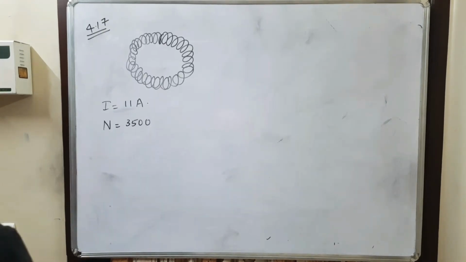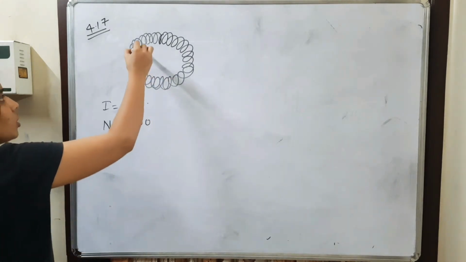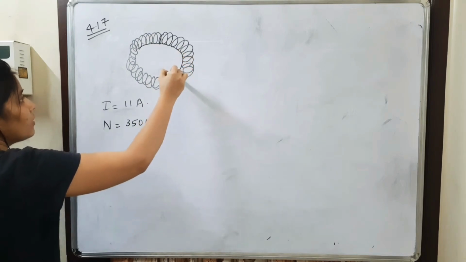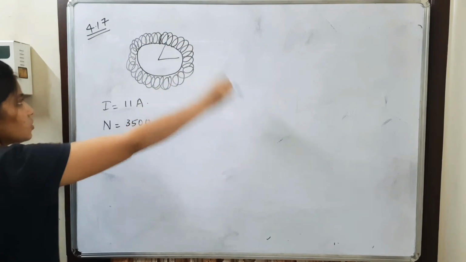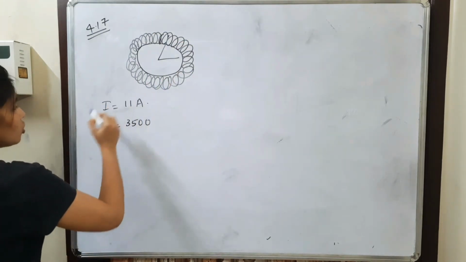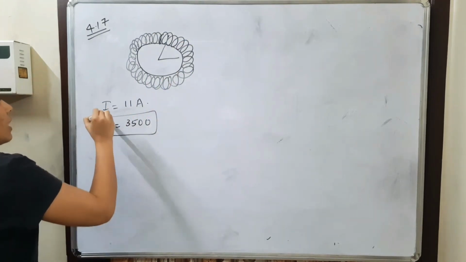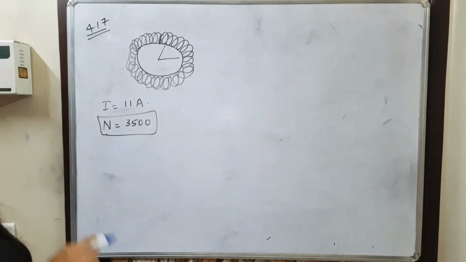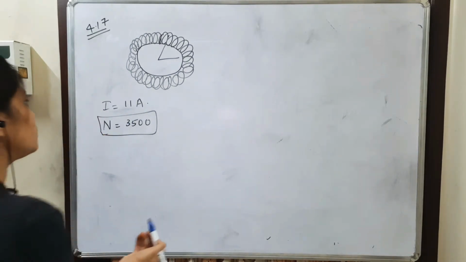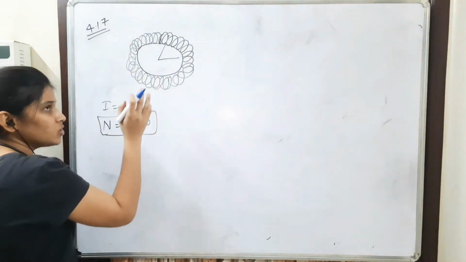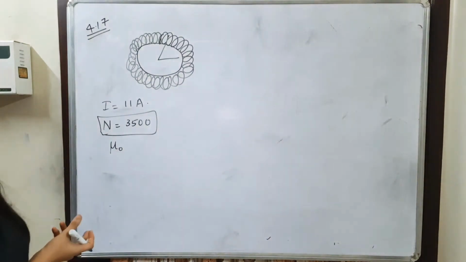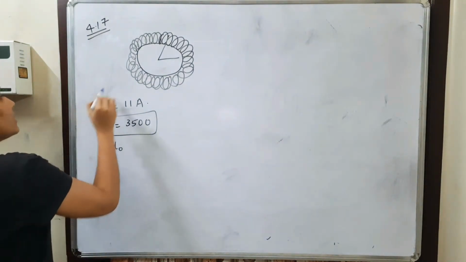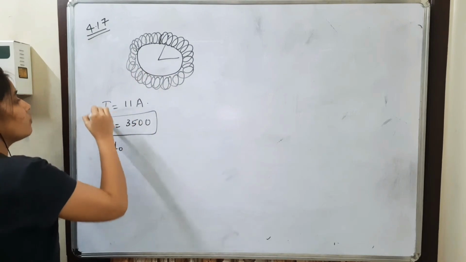The next question is 4.17. The question they have given: you have a toroid whose inner radius is 25 centimeter and outer radius is 26 centimeter. The toroid has 3500 turns and it is wound over a non-ferromagnetic material. That means we can assume there's basically no material at all, so the permeability inside the toroid is going to be μ₀, that is air or vacuum. And the wire carries a current of 11 ampere.